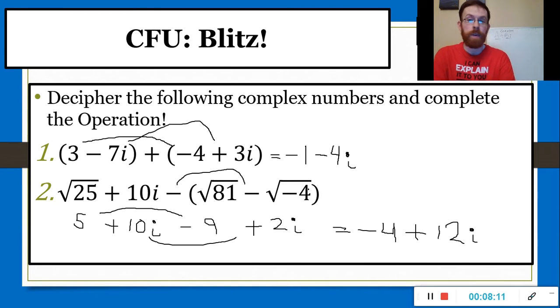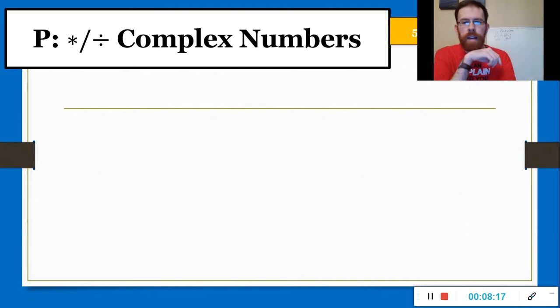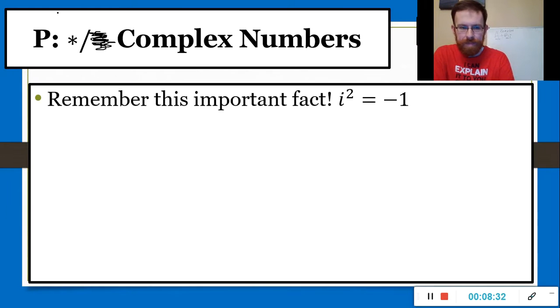So, moving on to our final and our most important one, and probably the most tedious when it comes to steps, we have multiplying and dividing. Well, that's a fib. I'm not going to do any division here. I'm only going to be doing multiplying complex numbers. Division with complex numbers, entirely different story. Entirely different operation. So, multiplying.